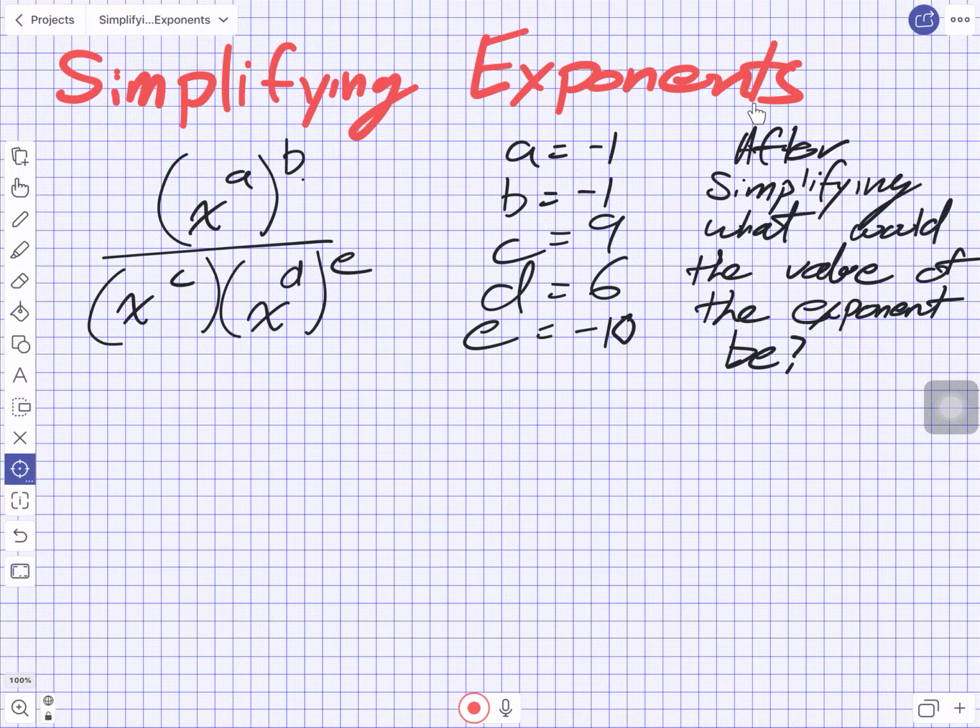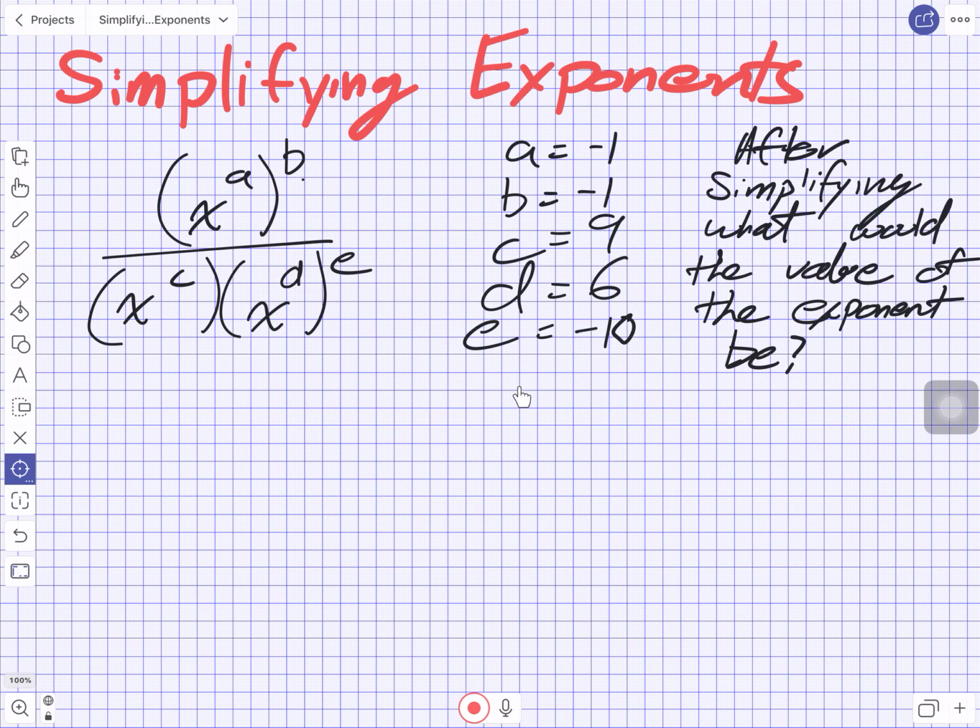Okay, I'm going to look at simplifying exponents. So right here is our question. Our base is the letter x. It stands for any variable. And then we also have letters standing in the places of the powers, the exponents.